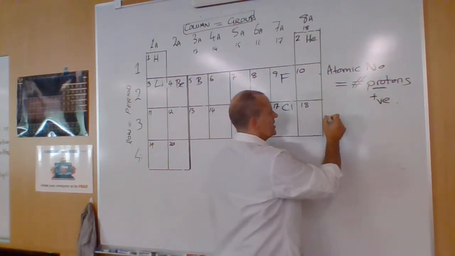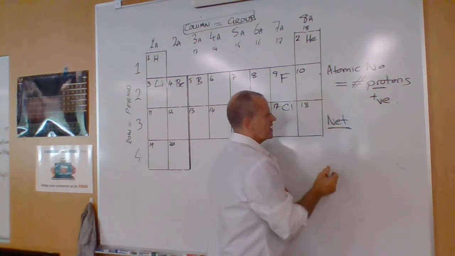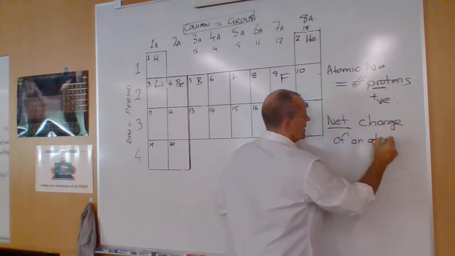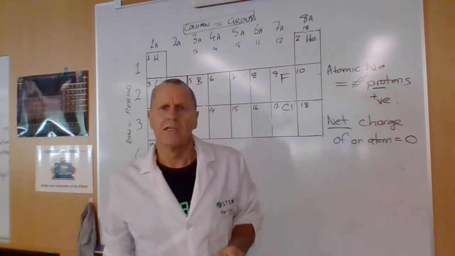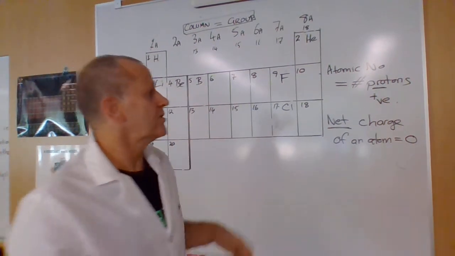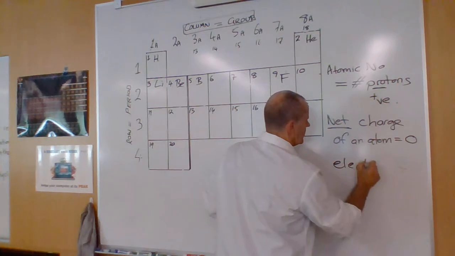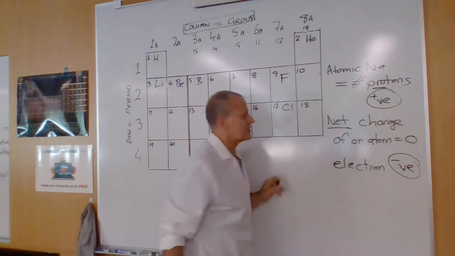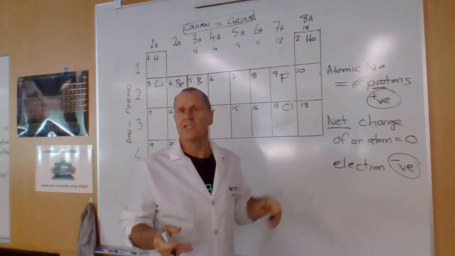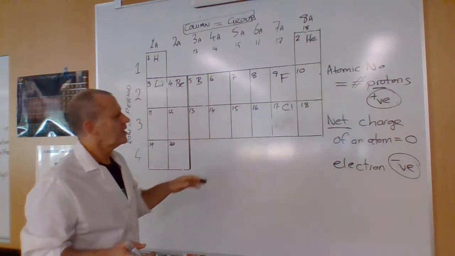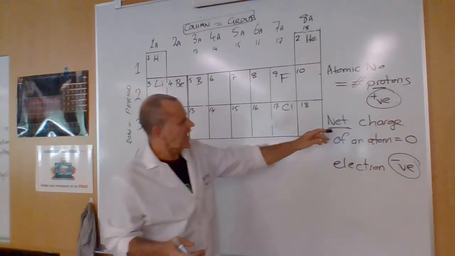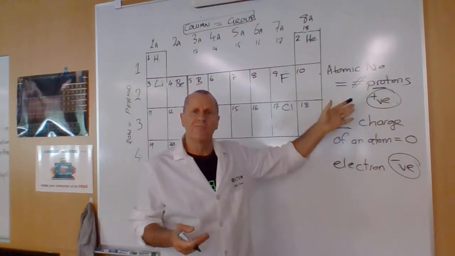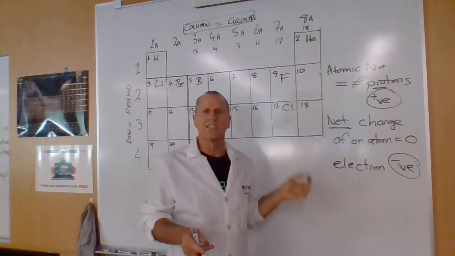Now, the net charge of an atom is 0. Now we know a proton has a positive charge. We also know that an electron has a negative charge. An electron is negative, proton is positive. A neutron, of course, is neutral, and we're not considering that in this video. But what we're going to look at is because every atom has a net charge of 0, it must have the same number of protons, positive, as it does electrons, negative.